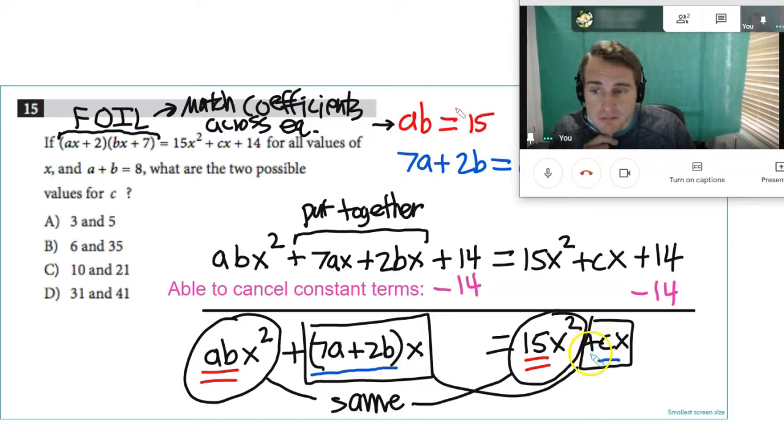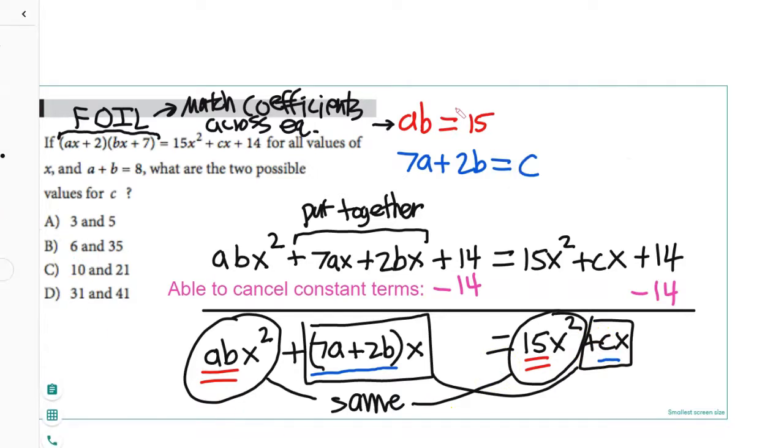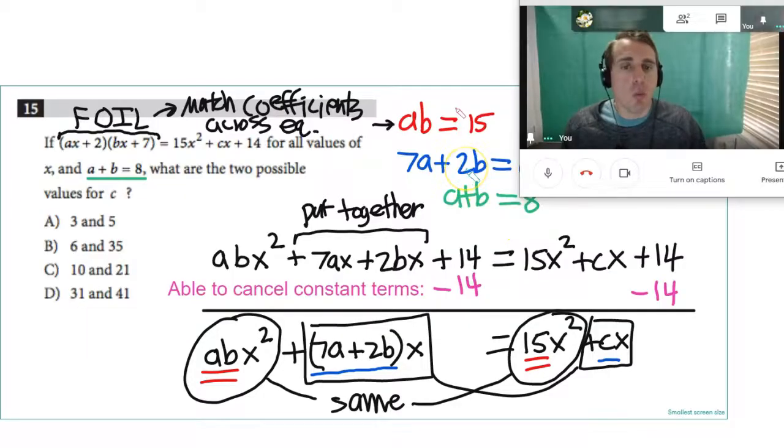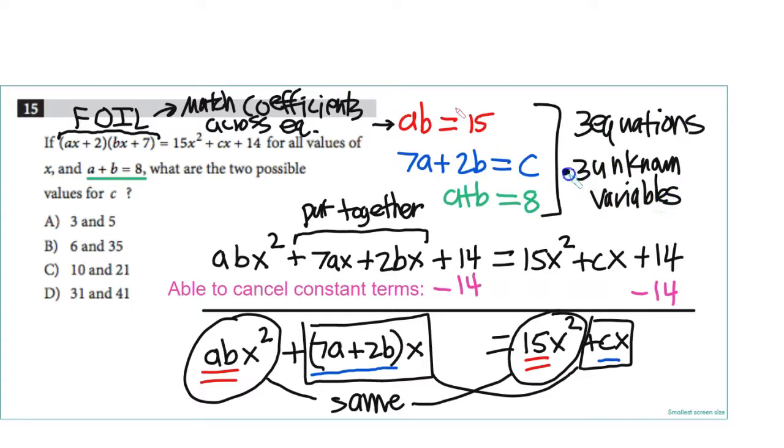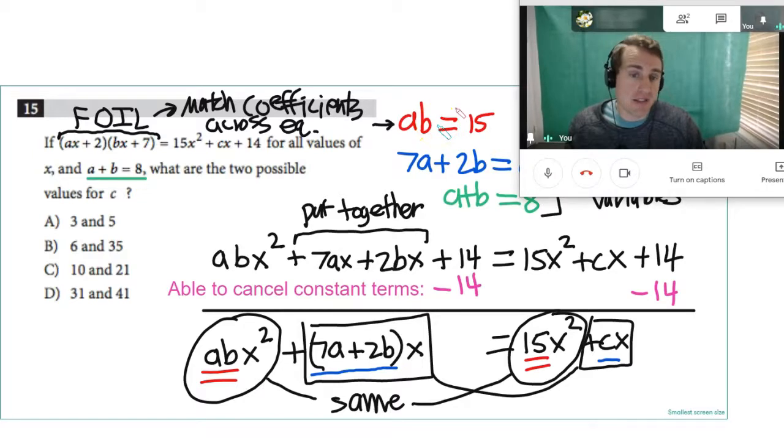Okay? Now, one last thing. They also gave us that a plus b equals 8. Do you see that? So I might as well write that down. a plus b equals 8. Now, if you think about it, we don't need to consider x's any longer. We have 3 equations, and how many unknown variables do we have? 3 unknown variables: a, b, and c. Would you agree?